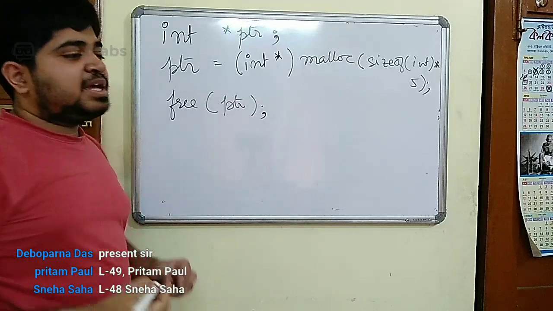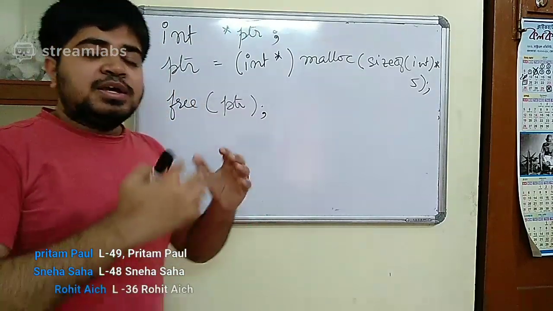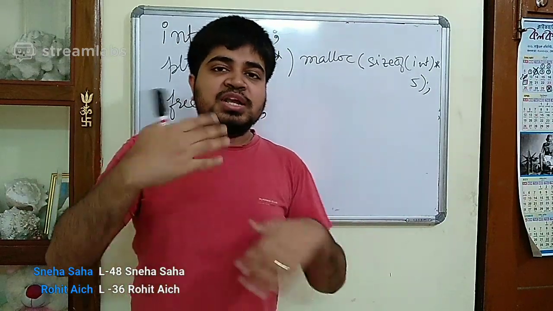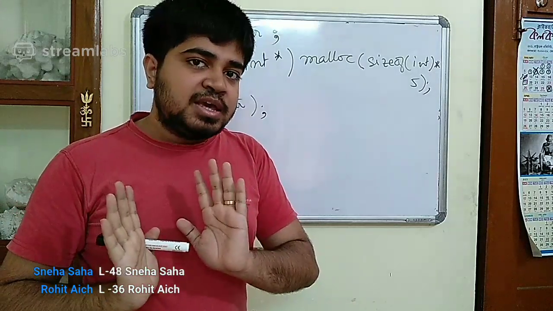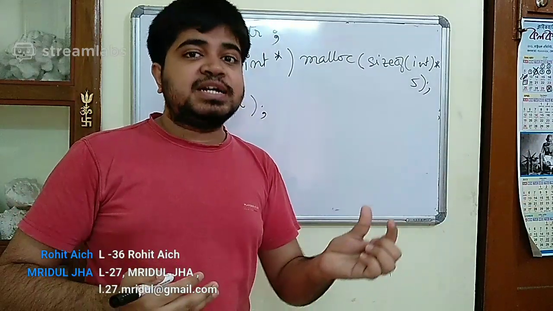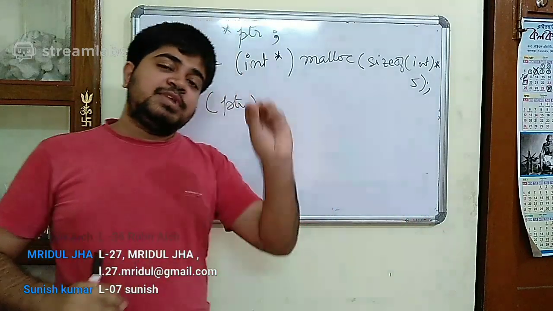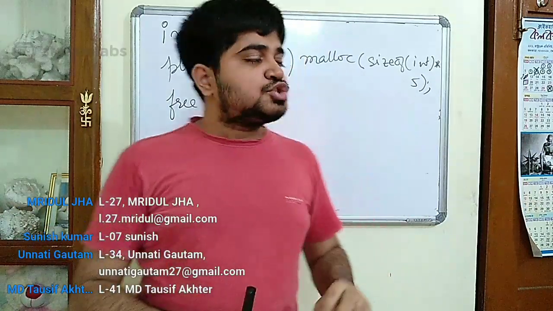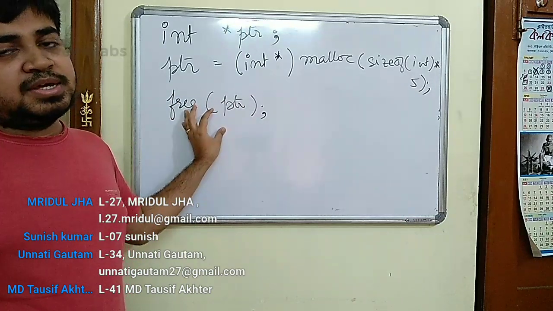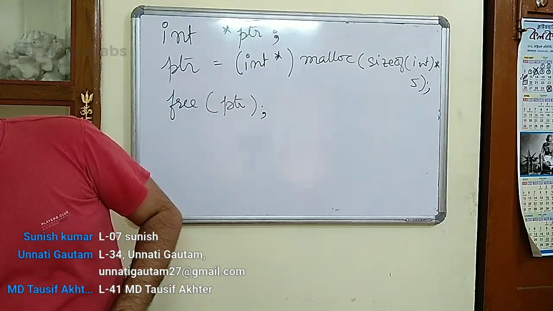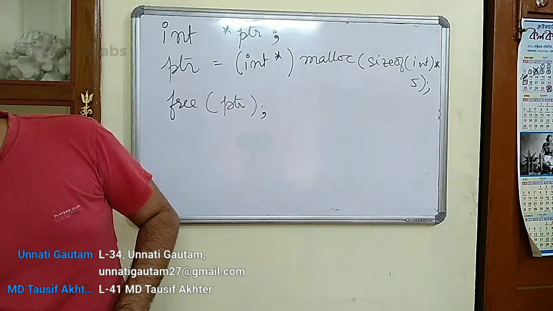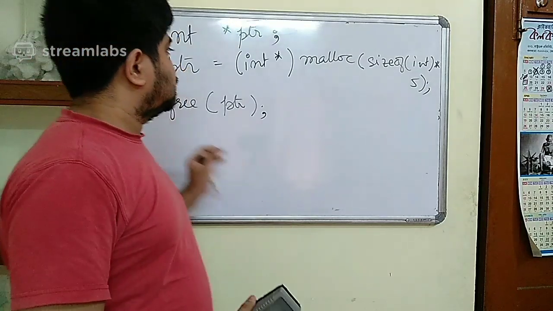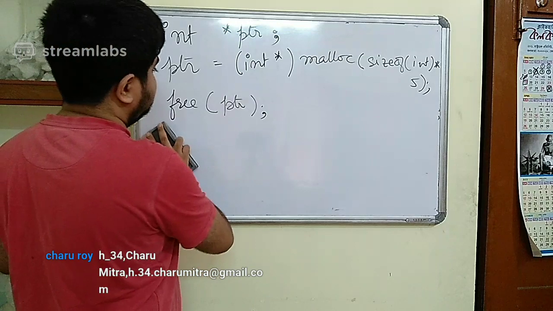So what will this free PTR do? This free PTR will deallocate the memory and it will be absorbed into the pool of the main memory. So whatever the main memory size is, it will be increased by whatever was deducted. So it will go into the pool and it will be reallocated to some other variable or some other function, some other program, whatever it is, right? So this is what free does. It deallocates the memory, right? Now, so this is pretty much it. So let's proceed, right?